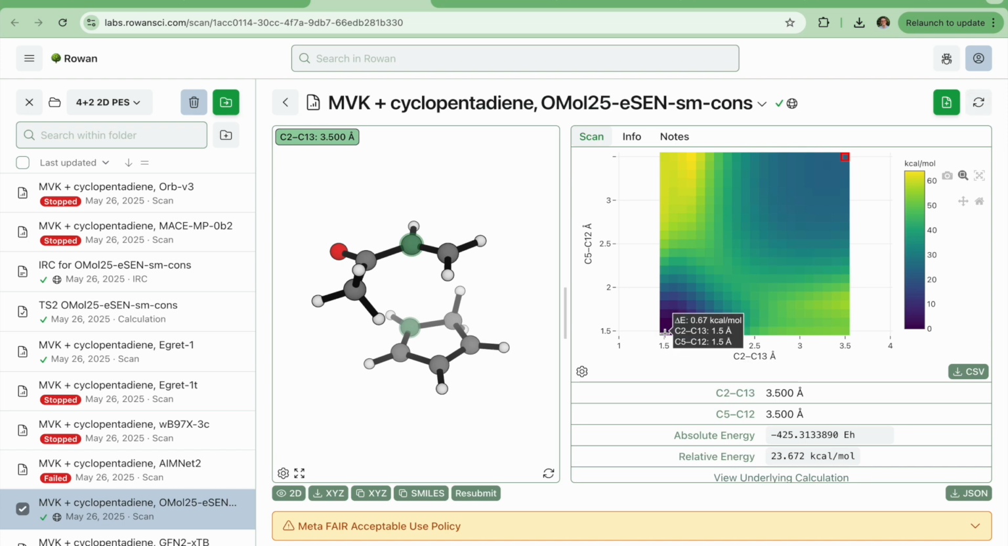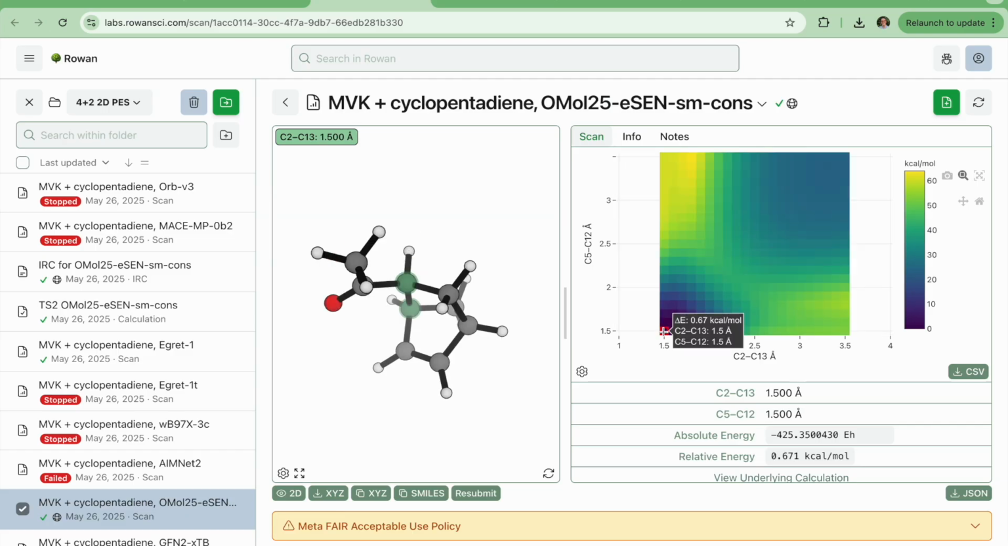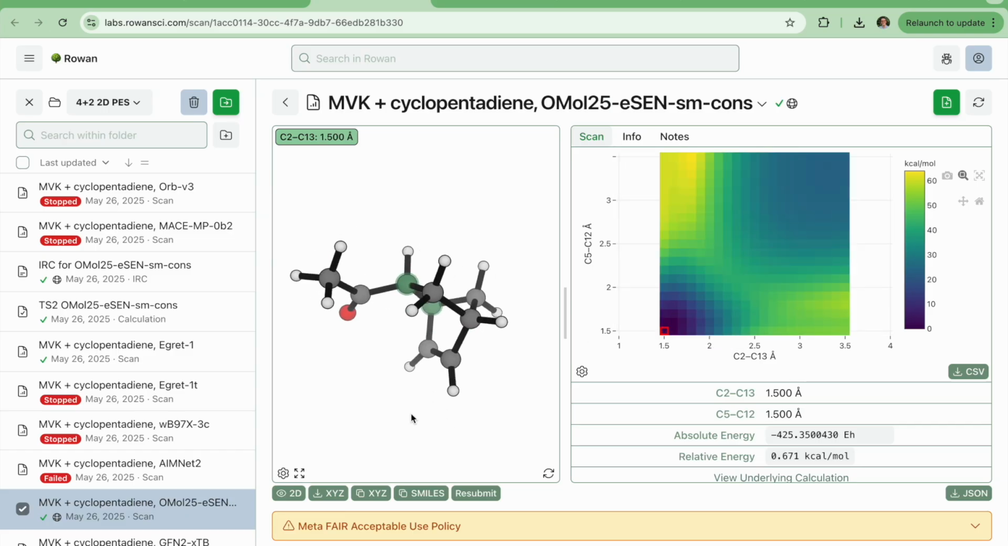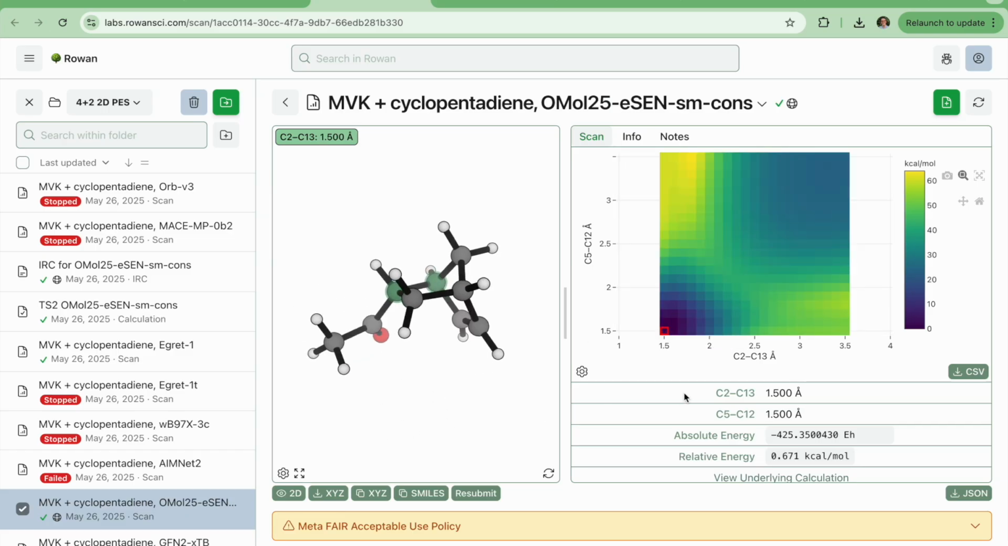So lower energy points are shown in blue and higher potential energy points are shown in yellow. So we can see our reactants up here in the top right-hand corner. And as we move down to the bottom left, we form our product, which looks like this. And this is about the ground state. So both CC bonds are about 1.5 angstroms, which is typically what we expect for a single CC bond.